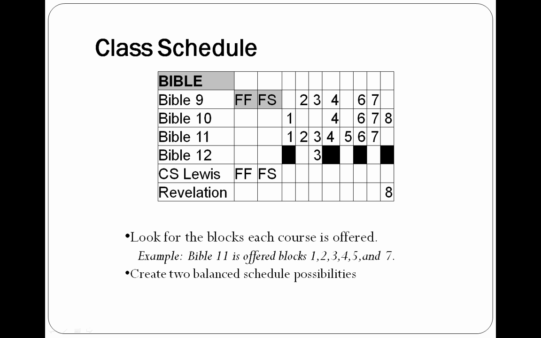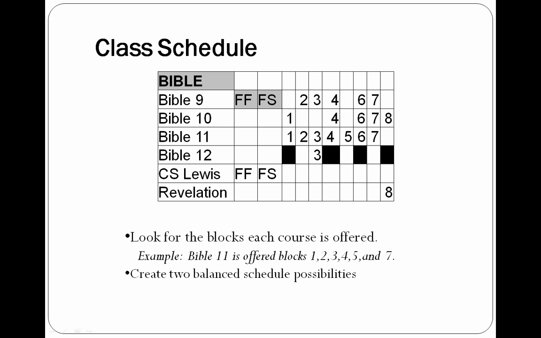How will you know when classes are offered? We've included schedule block forms in the email you're receiving. On it, you will find a grid that shows you which blocks each class is offered in. In this Bible example, you can see that Bible 11 is offered blocks 1, 2, 3, 4, 5, 6, and 7. The reason Bible 9 during Flex is shaded gray is because this is a class that runs all year long during the Flex block.